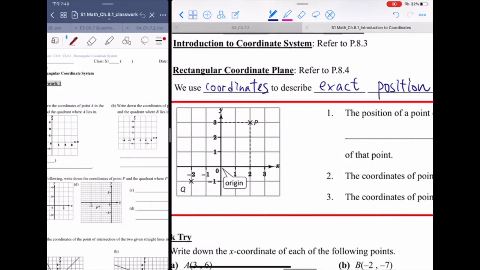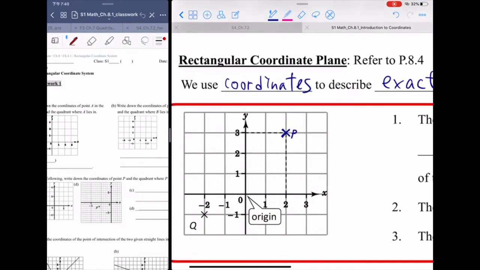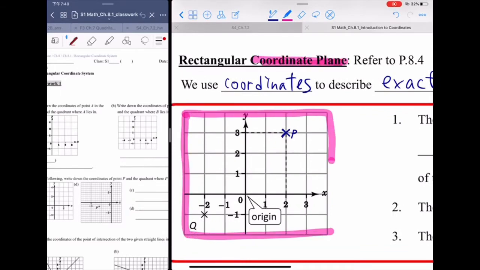So let's take a look at this figure. We have a point P here. This is actually called a coordinate plane, and this is in the form of a rectangle, therefore it's called a rectangular coordinate plane. 坐標平面.